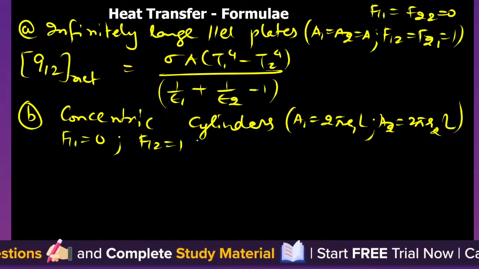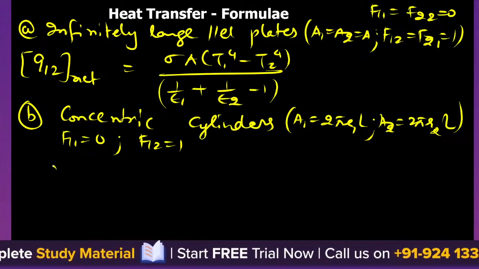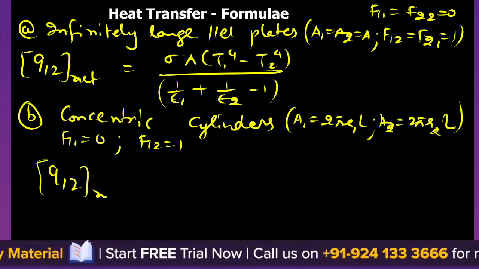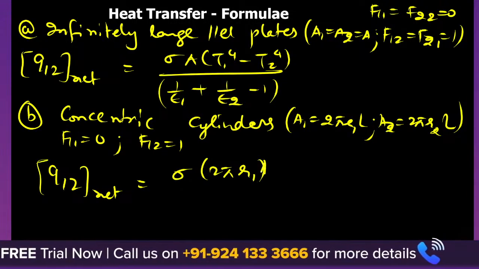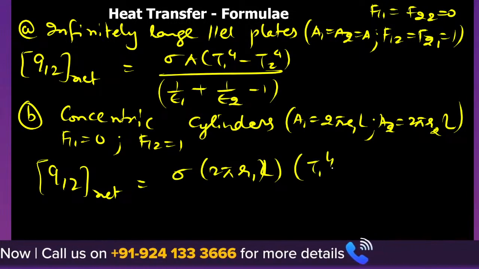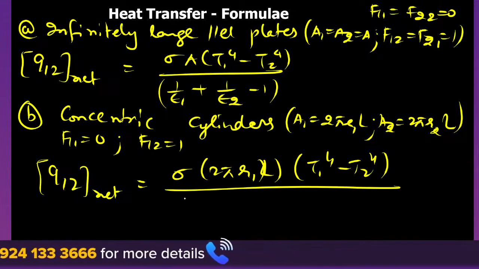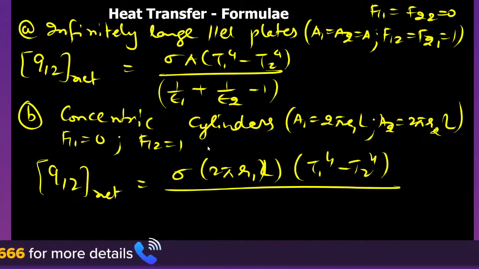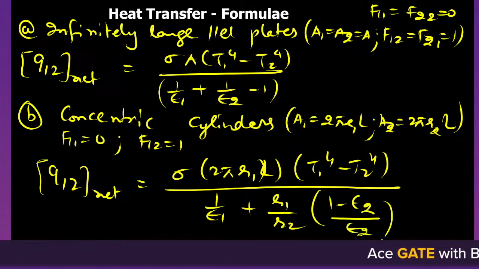Inside cylinder is having 0 shape factor. So Q12 net is equal to sigma into 2 pi R1 L into T1 to the power 4 minus T2 to the power 4 divided by the expression, which will be 1 upon epsilon 1 plus R1 by R2 into 1 minus epsilon 2 upon epsilon 2.